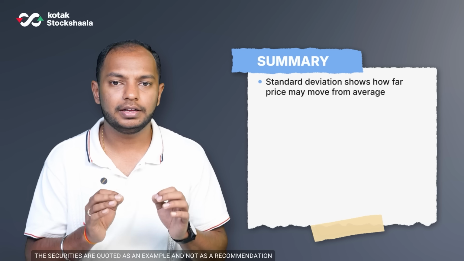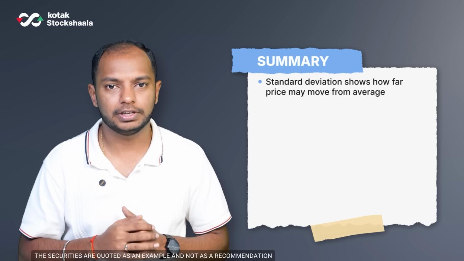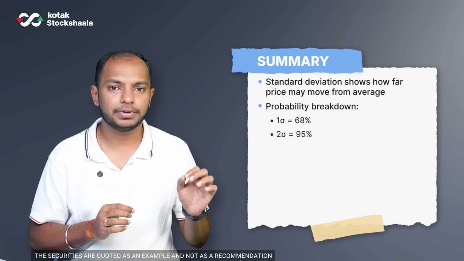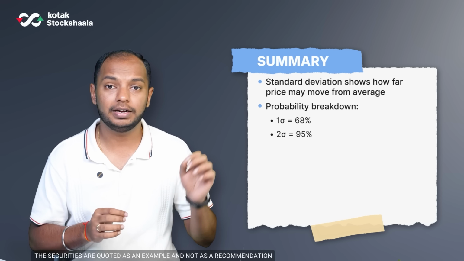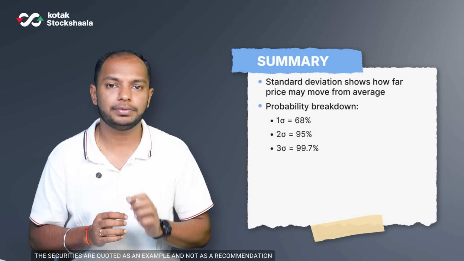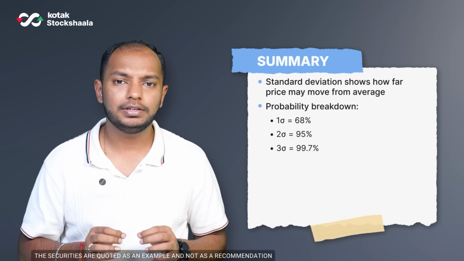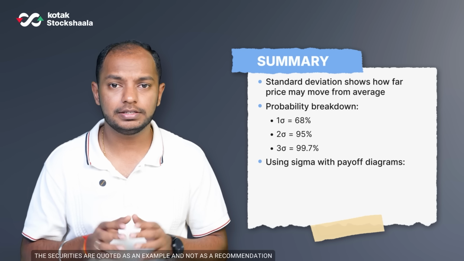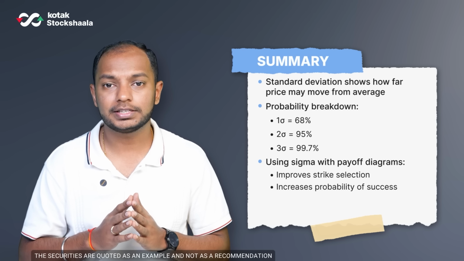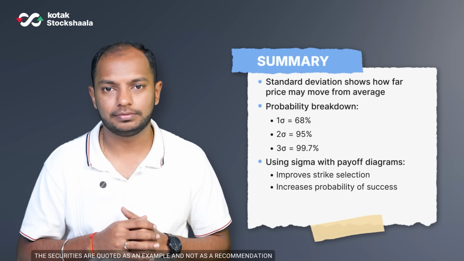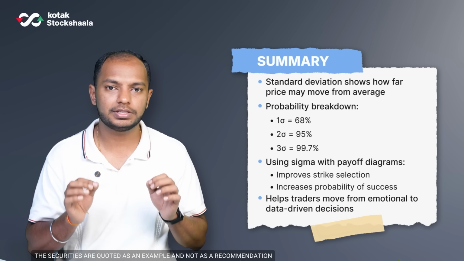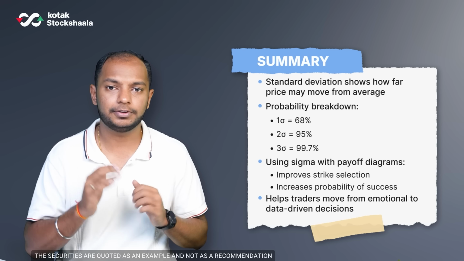So let's summarize what we have learned so far. Standard deviation can tell you how far the price might move from the average. A 1 sigma represents a 68% probability of outcomes, a 2 sigma represents a 95% probability of outcomes, and a 3 sigma represents 99.7% probability of the outcomes. We also learned that it is wise to add a standard deviation measure along with the payoff diagrams in our strategies so that it can help us really decide which strategy is the best one to go for. And finally, we can use standard deviation while developing our strategies to choose the strikes and also make sure that we are in a safer place.